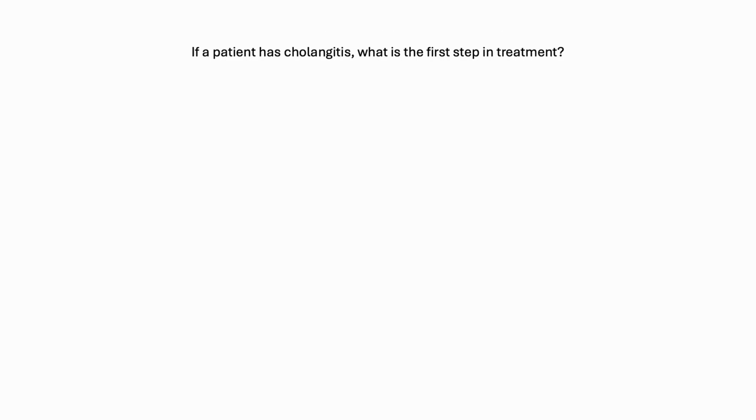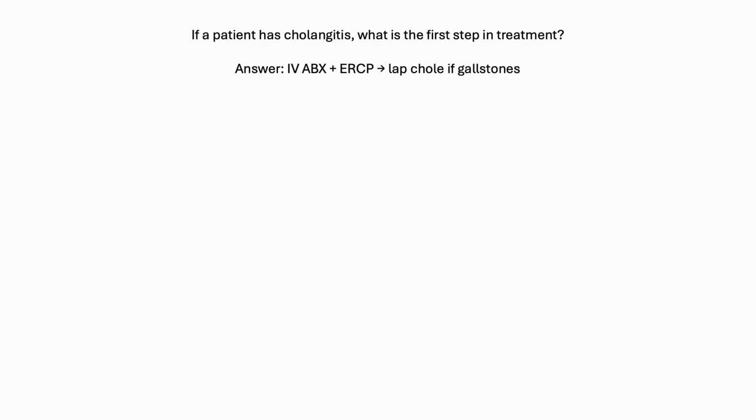If a patient has cholangitis, what is the first step in treatment? First, you're going to give IV antibiotics, and then we're going to do an ERCP. This is both diagnostic and therapeutic if there are stones present, which have caused the cholangitis. And then if that is the case, we can do a laparoscopic cholecystectomy.